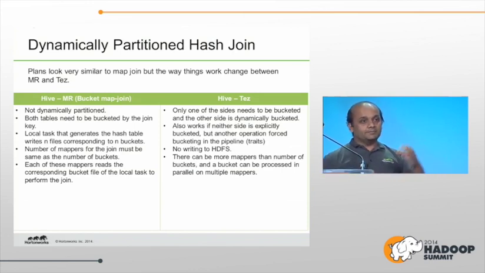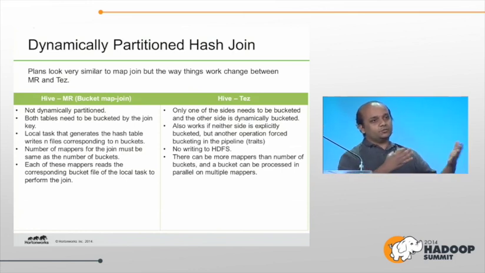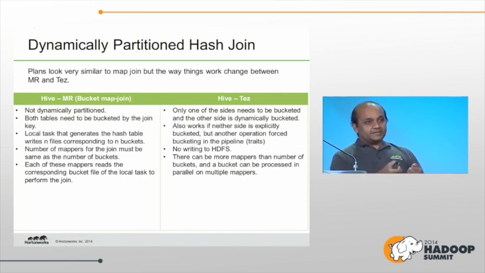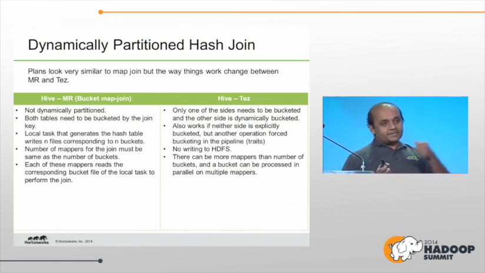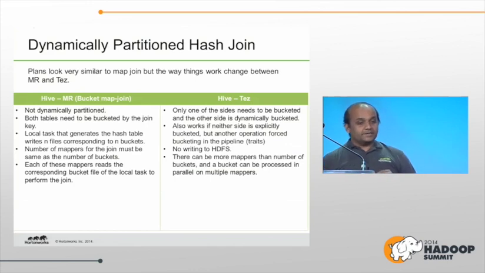Another advantage is if none of the tables are bucketed, but the query has some previous stage of processing which is forcing the bucketing. For example, if there is a group by, and that group by causes a bucketing of the data, then the subsequent plan can take advantage of that and perform the partition hash join. So this is a very key advantage.